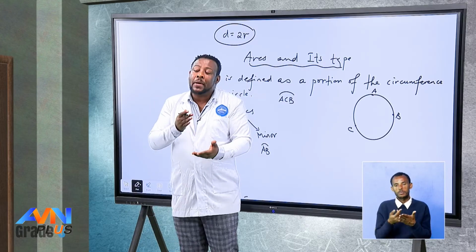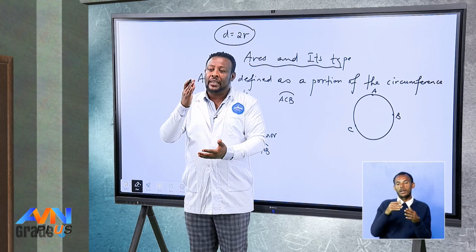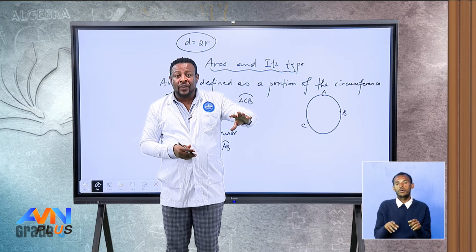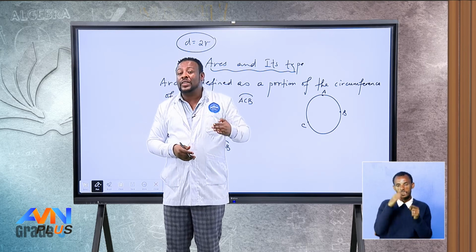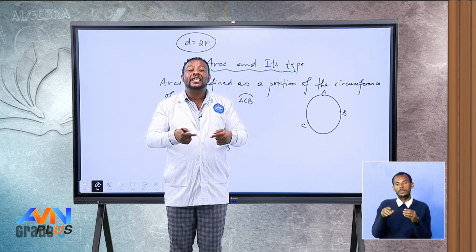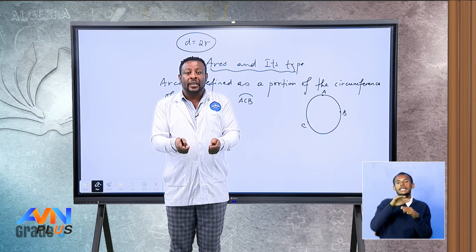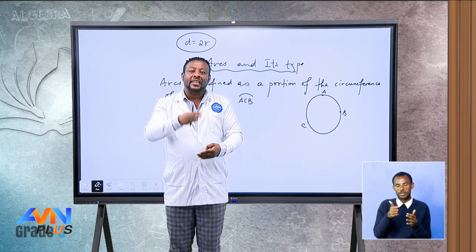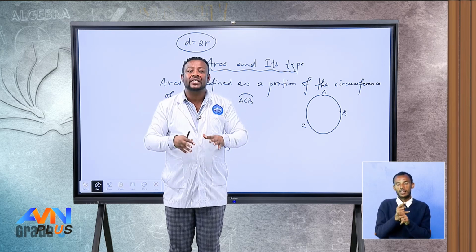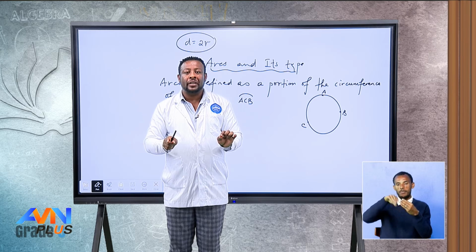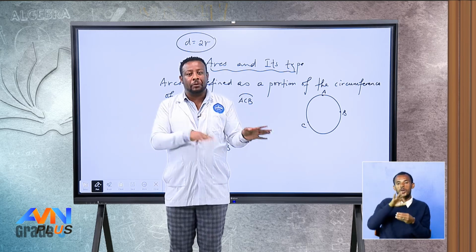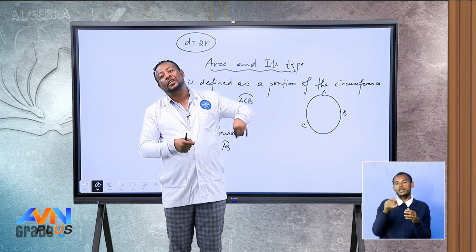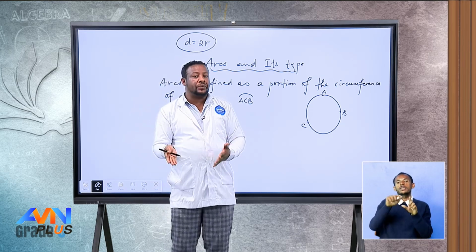Sometimes our arc may be half of the circumference. Whenever we have an arc which is exactly half of the circumference, that arc is called a semicircle. It's not major, it's not minor. An arc which is exactly half of the circumference is called a semicircle, right? So you cannot put in major and minor. Usually a semicircle is a circle whose degree measure is 180 degrees, right?